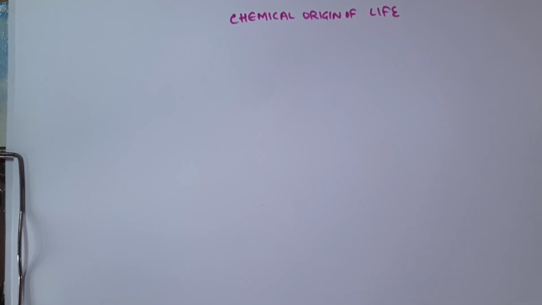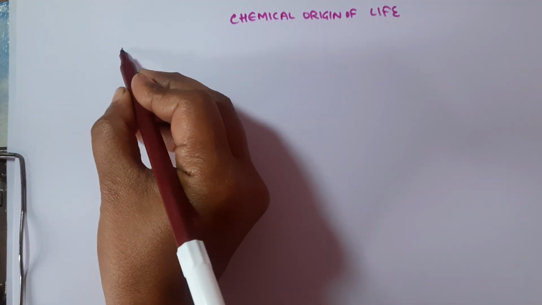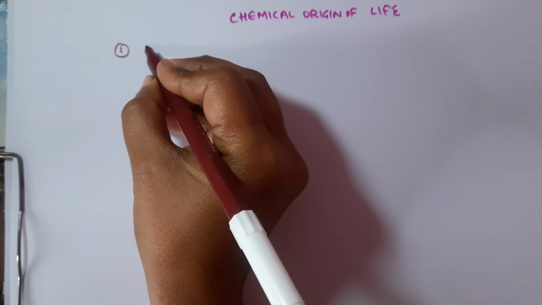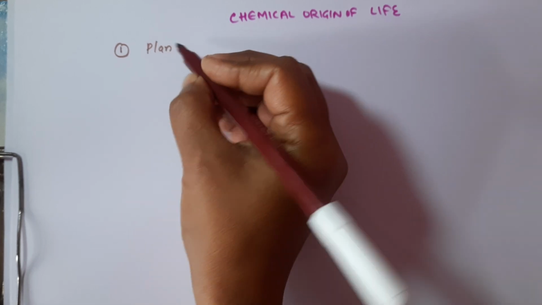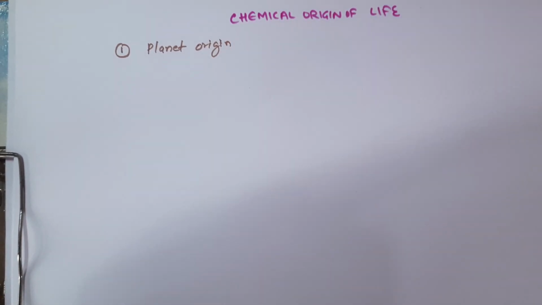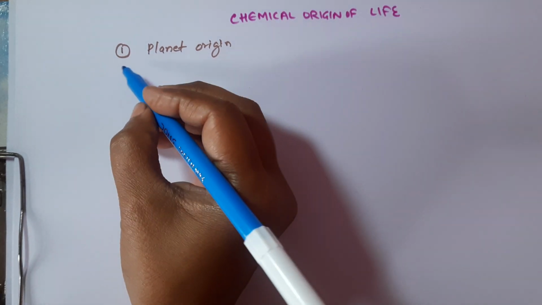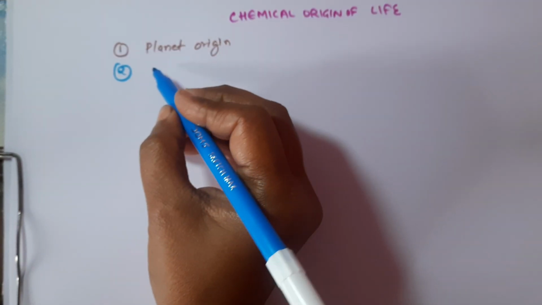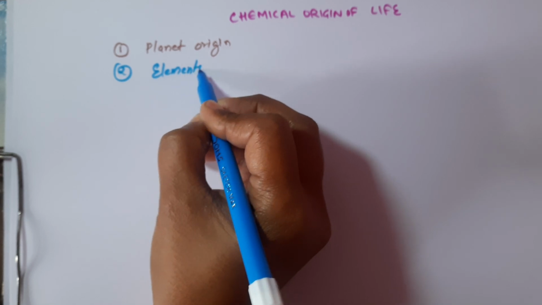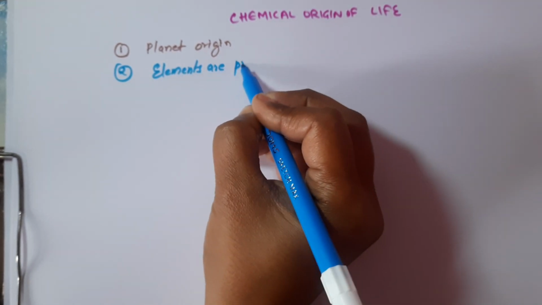In this video we are going to talk about the chemical origin and evolution of life. This theory is given by Oparin and Haldane, and it is supported by the Urey and Miller experiment. So let's talk about the various steps. First of all, the planet has originated. In this planet there is the presence of elements. Elements are present on the planet.